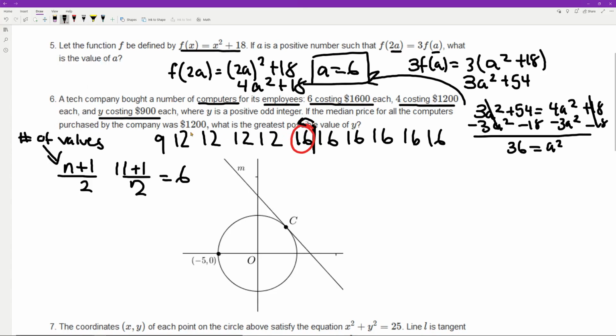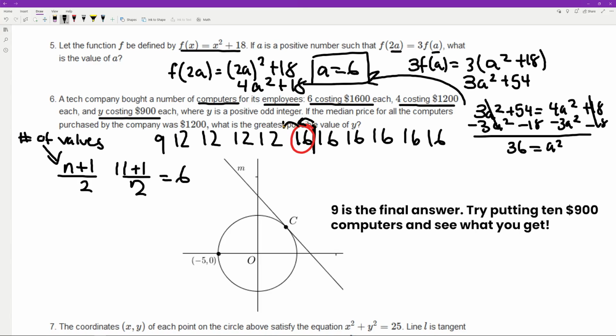So in order to get to 12, what is the greatest possible value of y? So what is the greatest amount of $900 computers that we can add to this set so that the median will still be 1200? So let's just move on. Okay, so this is 1, and then 2, 3, 4, 5, 6, 7, 8, 9.